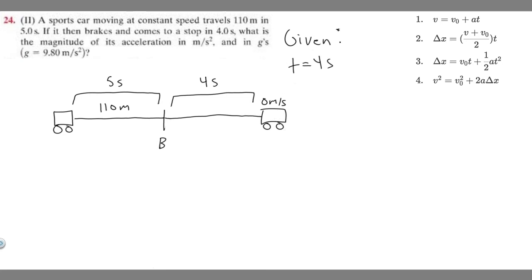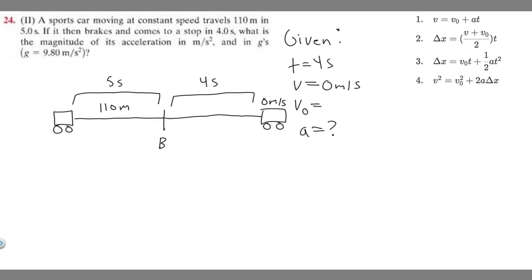Its final velocity, which is v, is going to be 0 meters per second, since it's coming to a stop. V sub 0, though, is what we need to find. So we need to find v sub 0, but they're asking us for acceleration, so we're going to write acceleration equals question mark, and that's what we're trying to find. But first, let's find v sub 0. How do we find the velocity at this point? We need to find when it starts braking.